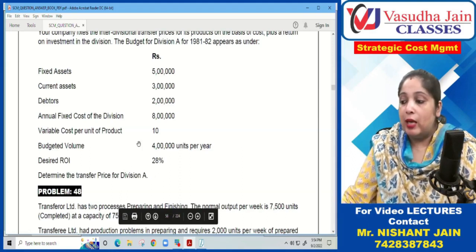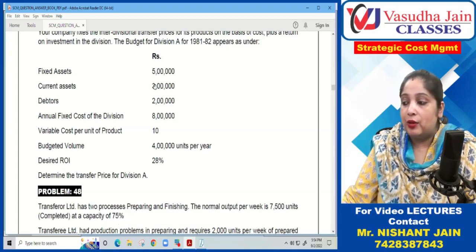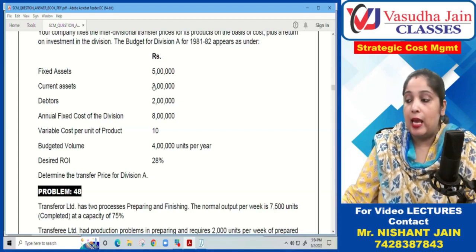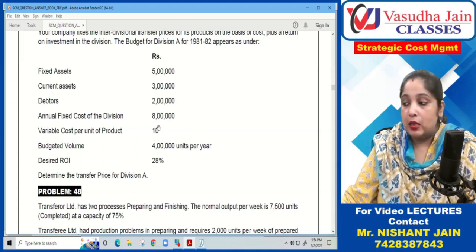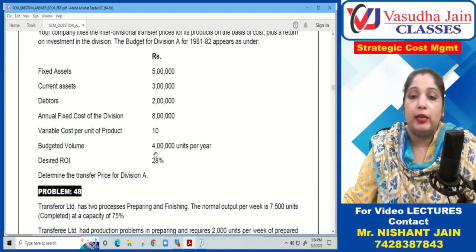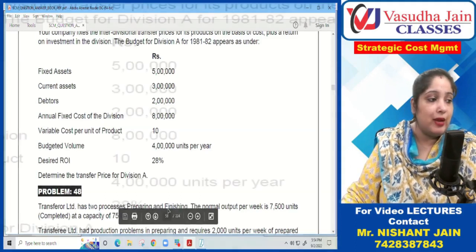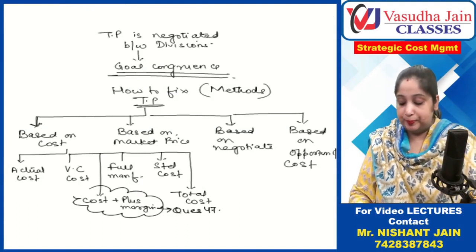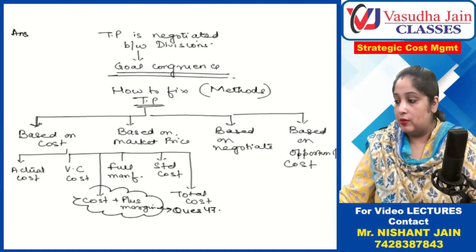First of all, how many assets does division A have? 5 lakh, 3 lakh, 2 lakh. These are assets, so division A has 10 lakh rupees of assets. 8 lakh rupees is the fixed cost. Variable cost is 10 rupees. The total units we are going to manufacture is 4 lakh, and the return on investment that division A wants is 28%. So let us solve this question. Very simple basic question, can be asked in your MCQs also. So this is your answer number 47.